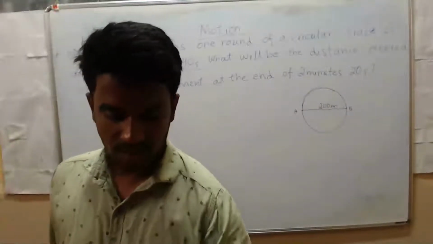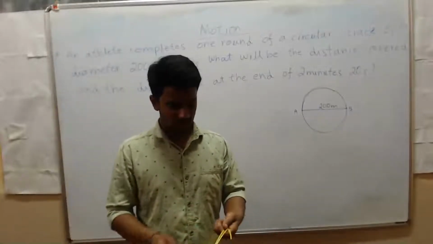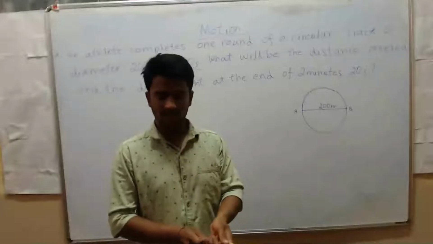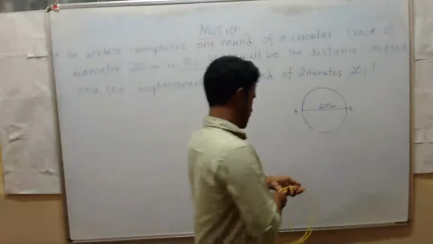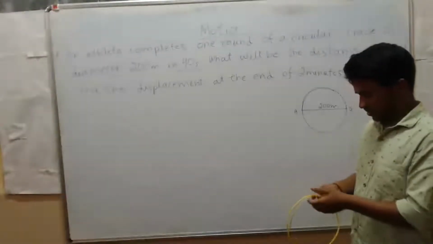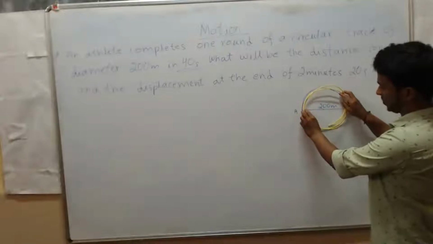So we should calculate the length of this circle, or the boundary of the circle. See here, if the circle is very small, you can easily calculate the length of the boundary of the circle. So take one thread. Here I am using a wire. If the circle is very small, just stretch it like this.